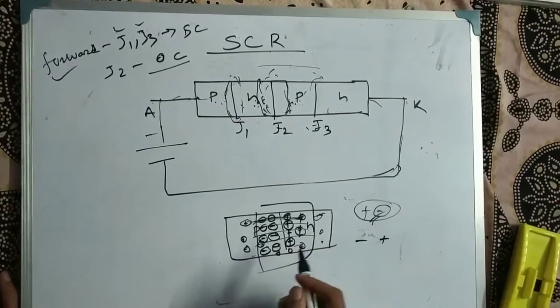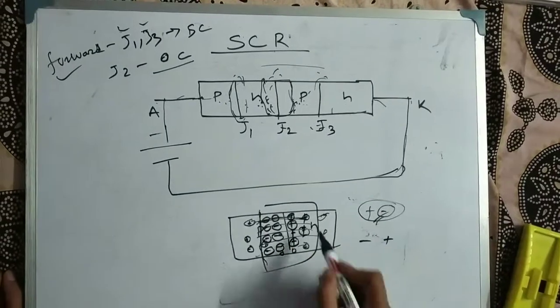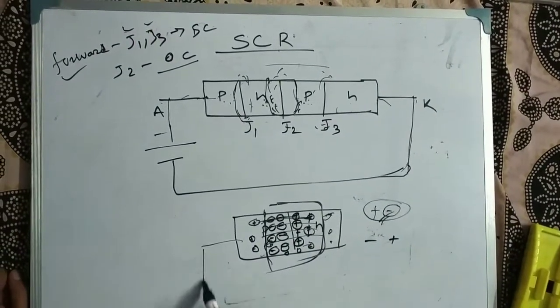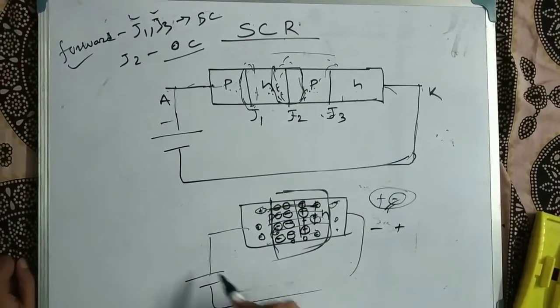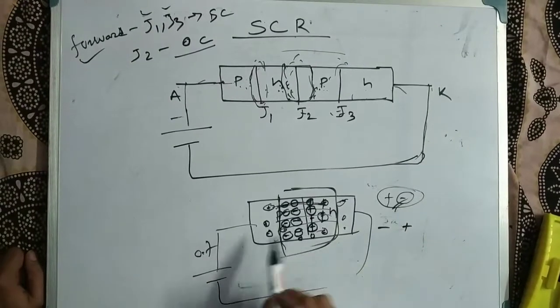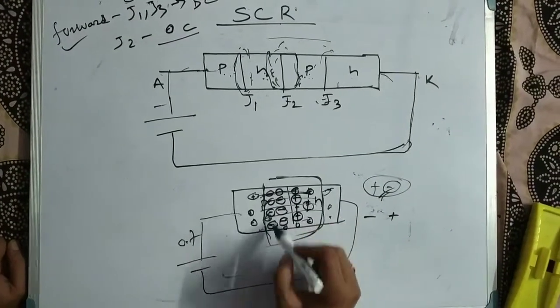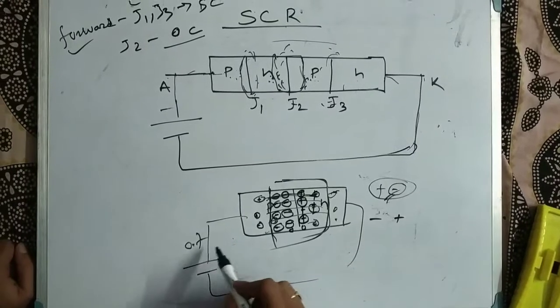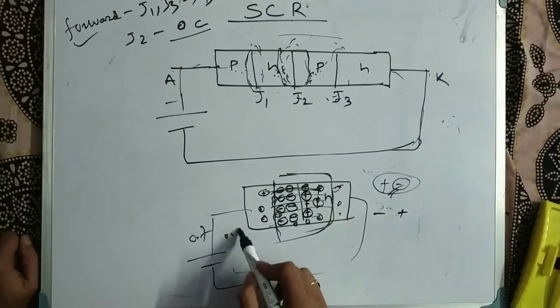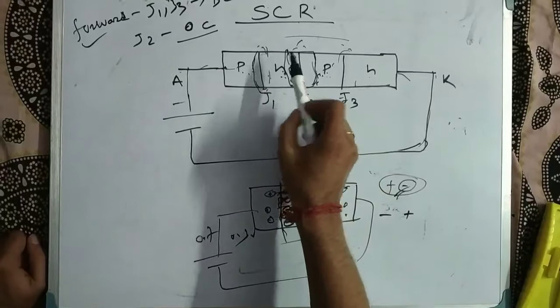So after some time, what will happen? There is a barrier potential. So we have to supply 0.7 volt for a silicon diode, so that we can remove this barrier potential, and 0.3 volt for a germanium diode. So the same thing will happen here.